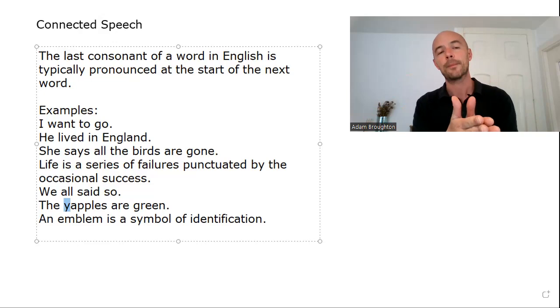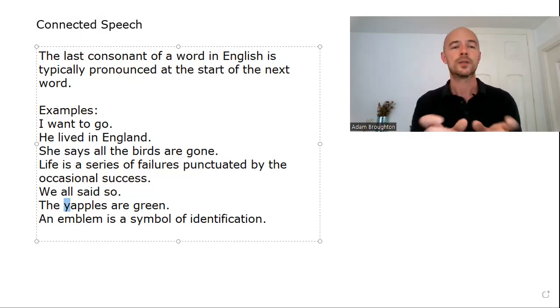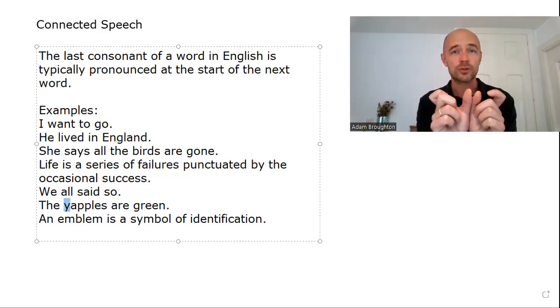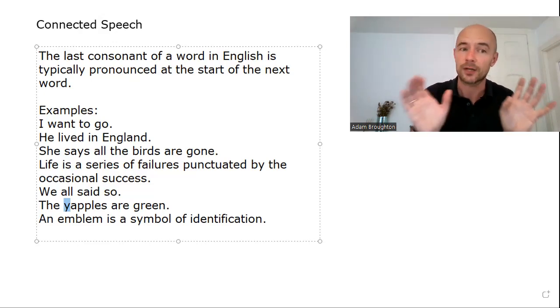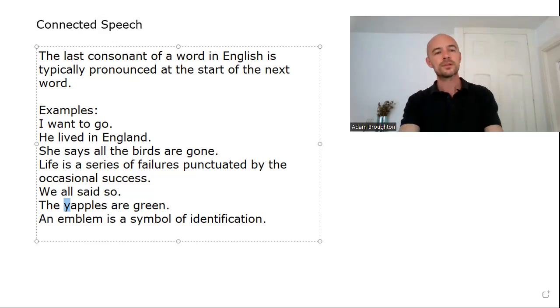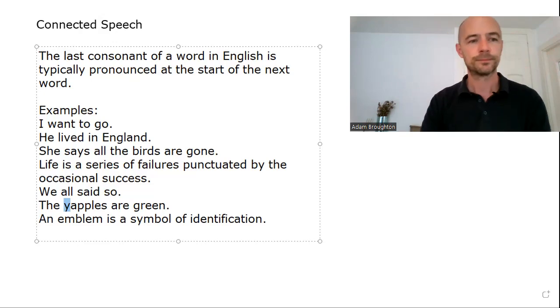So this is often what will happen as well. We hear a Y between certain words to force the words to connect together if they don't naturally connect. The apples are green.